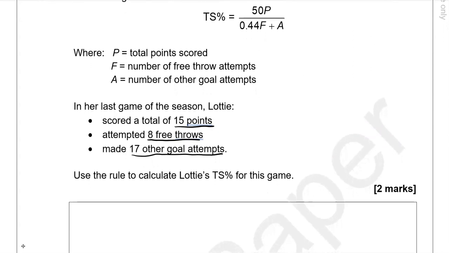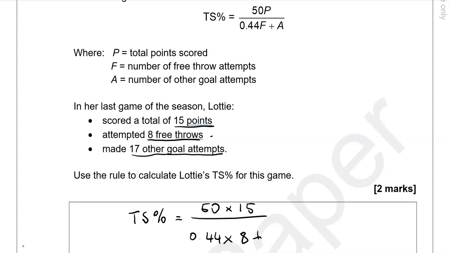So, 50 times P, which is 15 in this case, all divided by 0.44 times F, which is the number of free throw attempts, and that is 8. Add A, which is the number of other goal attempts, which is 17 in this case.